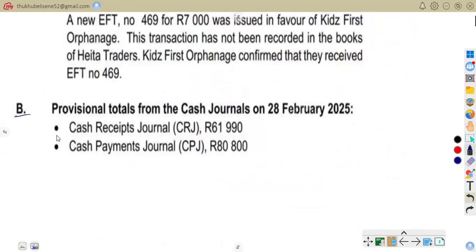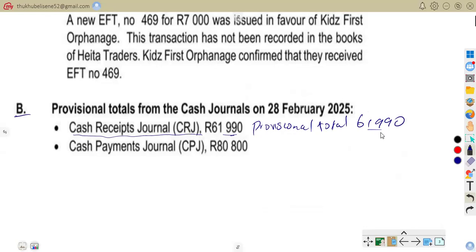On information B, we can see that the cash receipt journal has 61,990. That is our total. We are starting with that professional total. This is our professional total for the cash receipt journal, a professional total of 61,990. So we are going to start with that amount.